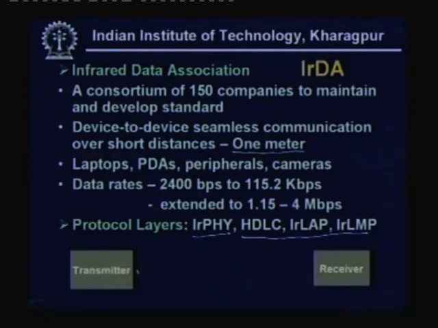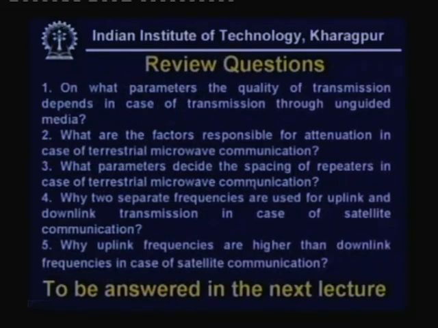For example, here you have a transmitter. It can transmit over an angle of say 15 to 30 degrees, and here is a receiver. It can receive with an angle of say 15 degrees. And the communication can be done over 1 meter. So this is the IRDA standard that has been developed for infrared communication. With this we come to our conclusion on data communication by using wireless communication.